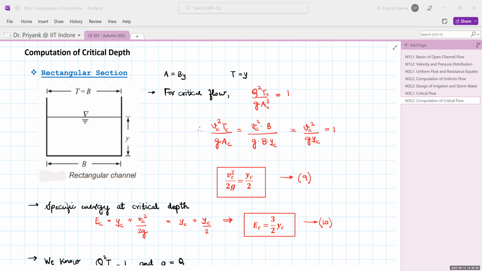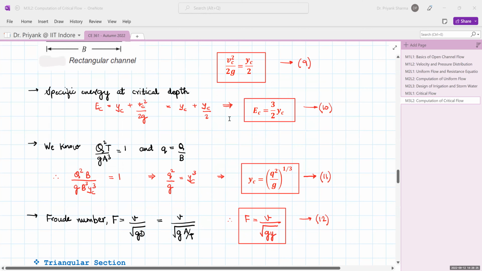Now let us evaluate the specific energy at critical depth. Specific energy Ec is equal to yc plus Vc square by 2g. Vc square by 2g we have already derived here, so that is yc plus yc by 2. So Ec is equal to 1.5 times the critical depth. So the specific energy at critical depth is 1.5 times the critical depth. A very important relationship.